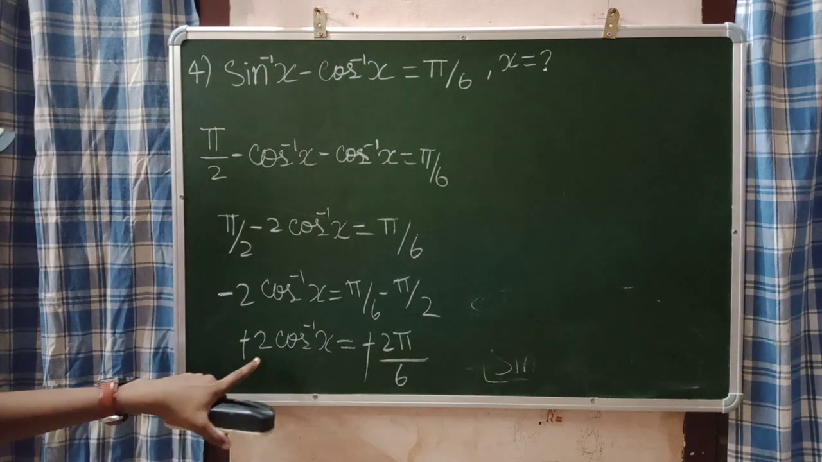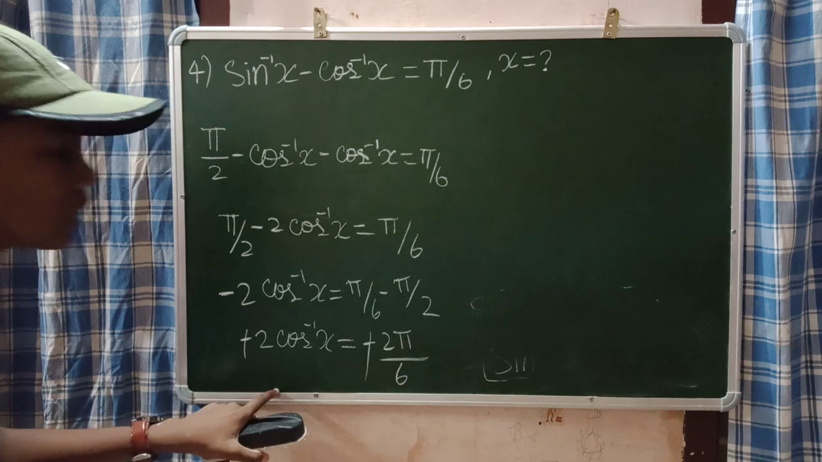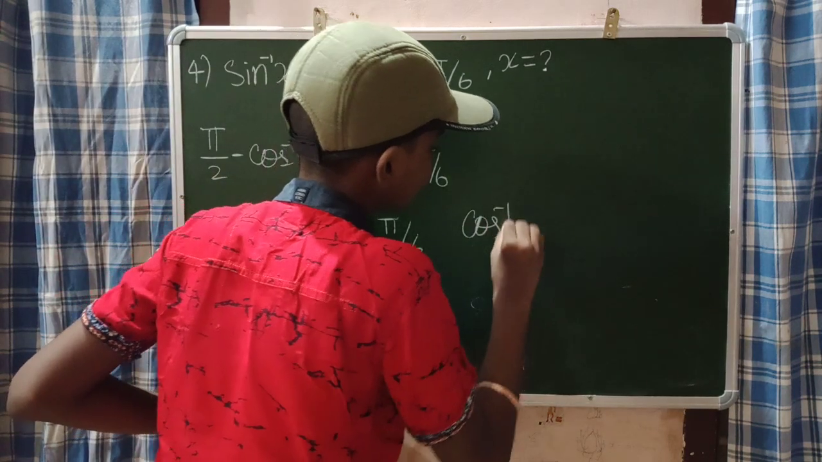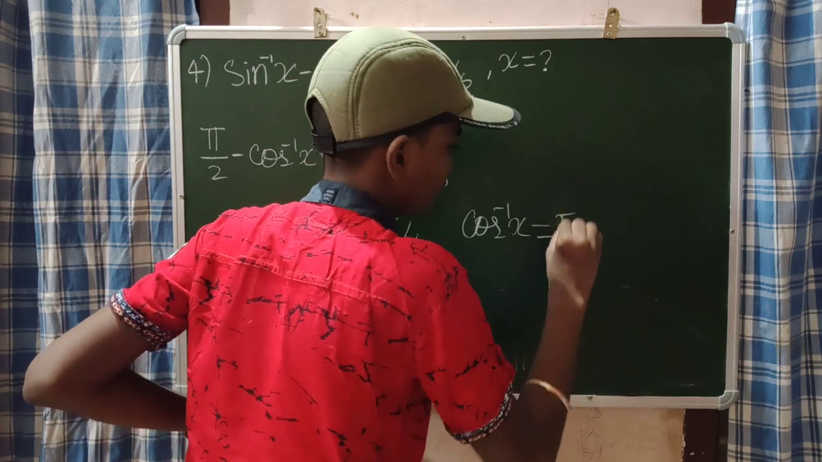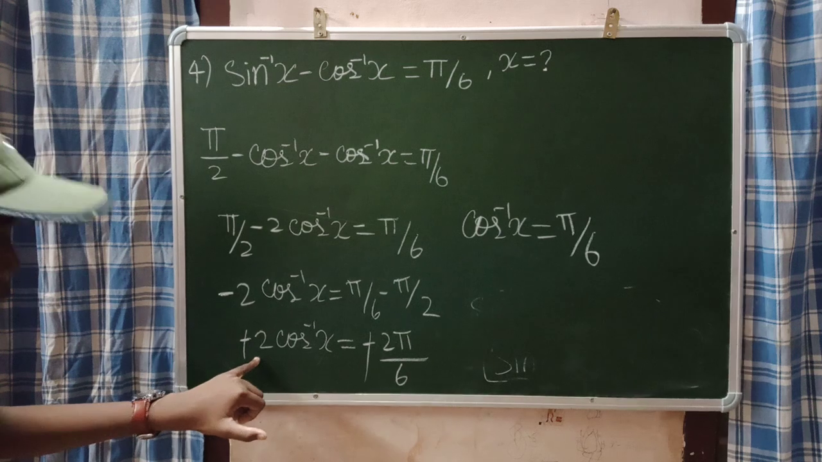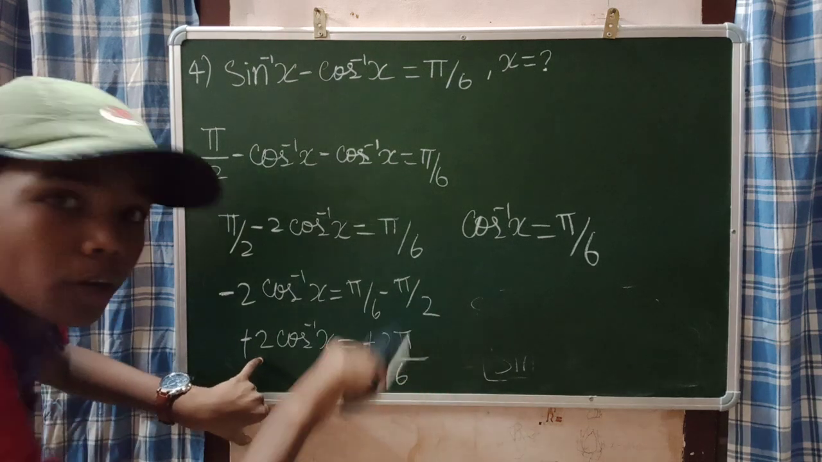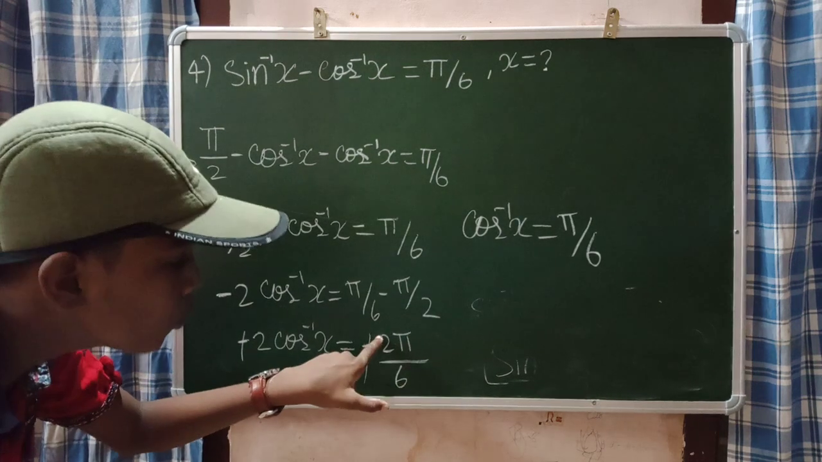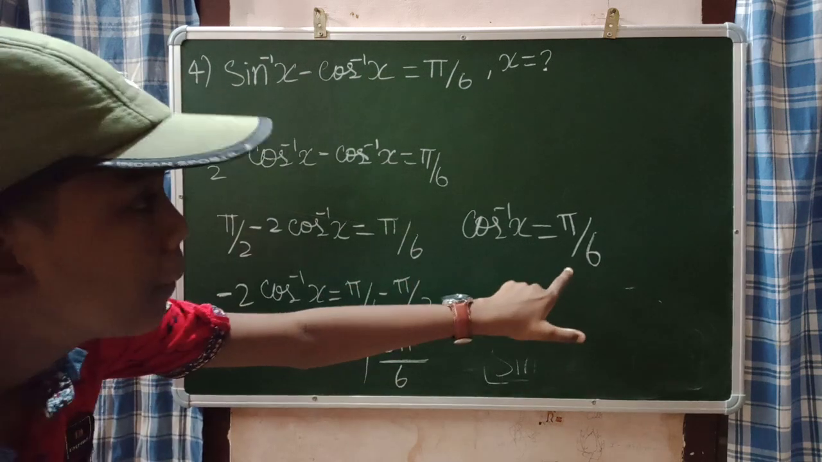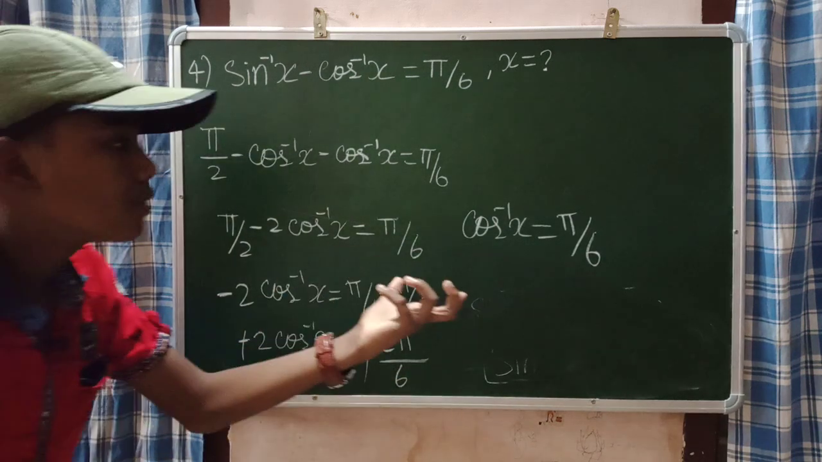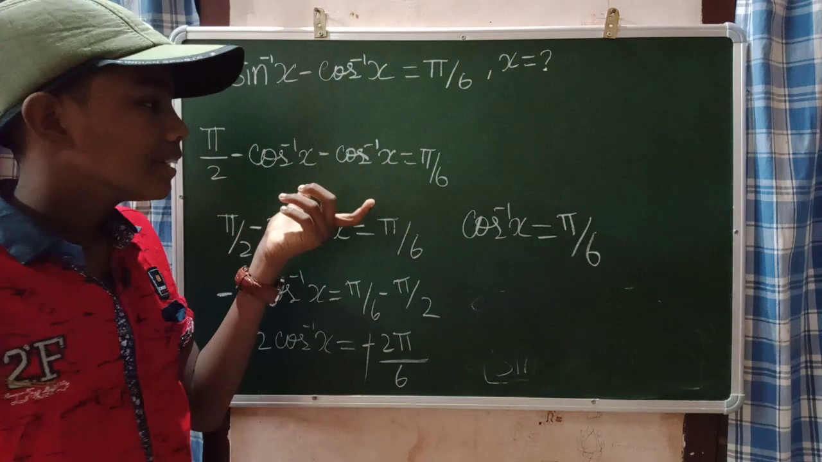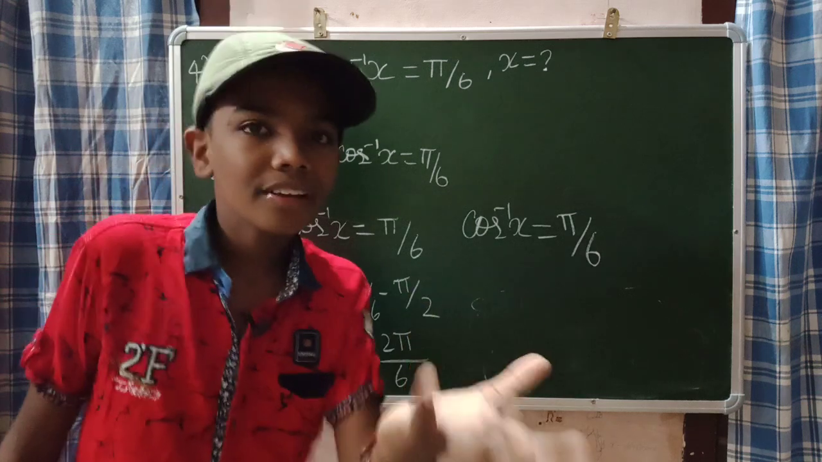Then I am going to take 2 to the right hand side. When you take 2 to the right hand side, you will get cos inverse of x is equal to pi by 6. How? When I take 2 to the right hand side, I will get it as divided by 2. This 2 and divided by 2 will get cancelled, and you will be left with pi by 6. So I got to know that cos inverse of x is equal to pi by 6.